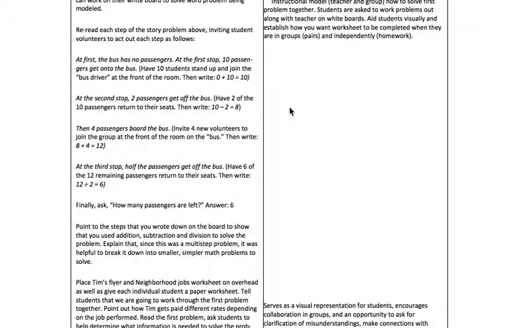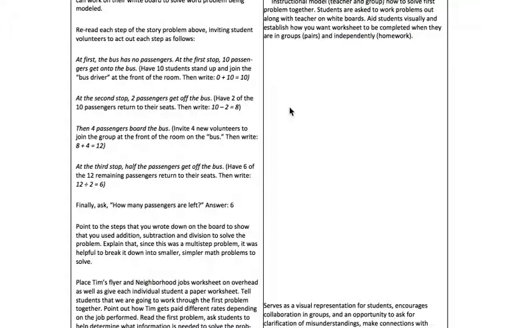So at first the bus has no passengers. At the first stop, 10 passengers get on the bus. Have the students stand up and join the bus driver, who is holding either a poster board with the bus picture on it or some form that represents a bus in the front of the room. And then I'm going to write on the overhead, 0 plus 10 equals 10.